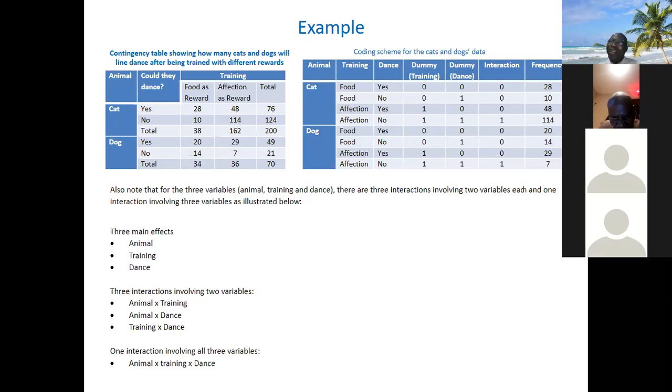So for the 2-way interactions, involving 2 of them, there are 3 separate ones. It's also possible to have animal by training by dance. That is the highest-level interaction. That is 1. So in the analysis you are going to do, you are going to have main effects. There are 3 of them: animal, training, dance. Then 3 interaction effects of 2 variables. Can you see the 3 of them here?